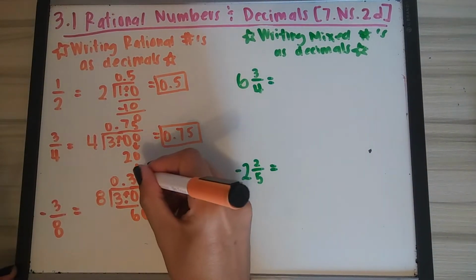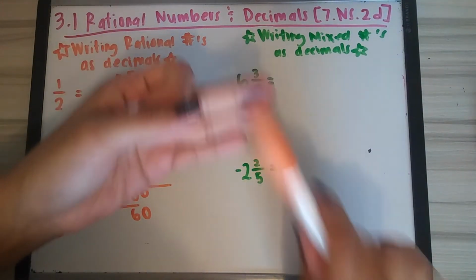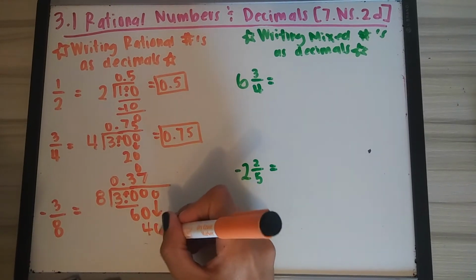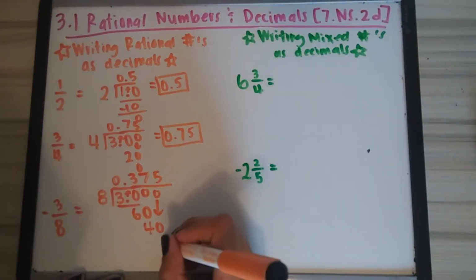That will be 7, because 7 times 8 is 56. So it's 56, 57, 58, 59, 60. That's how Miss Lopez does it. And then bring down the 0 again. And then how many times does 8 go into 40? 5 times. And 5 times 8 is 40, so I have a remainder of 0.